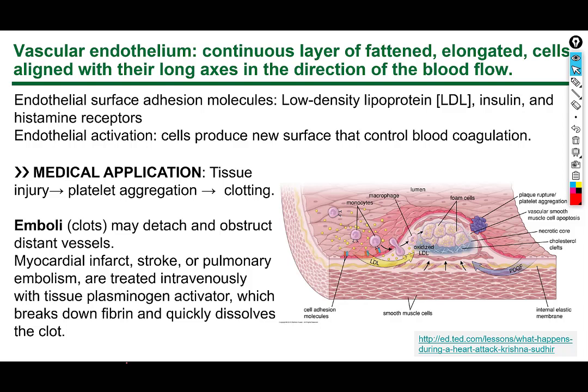So that's healthy endothelium. Here's the deal. There are surface adhesion molecules, so those are here, but they have very specific purposes. Low density lipoproteins stick to them, insulin sticks to them, and histamine receptors stick to them.